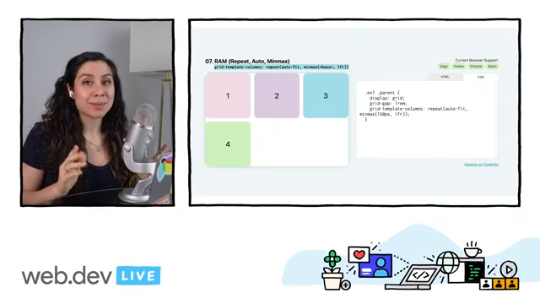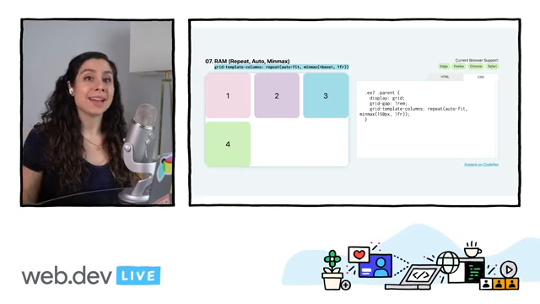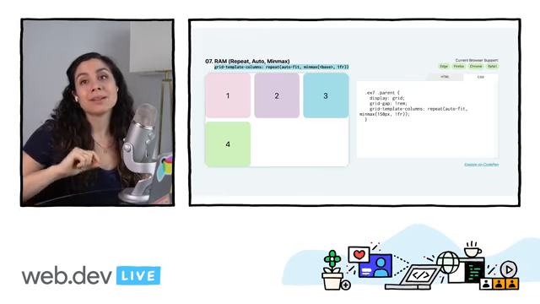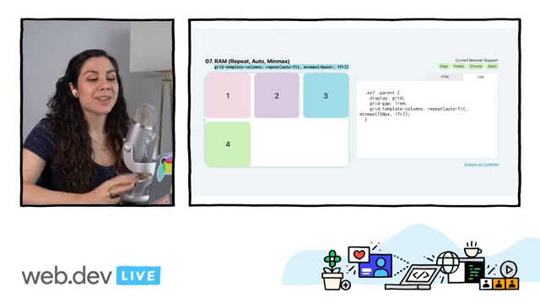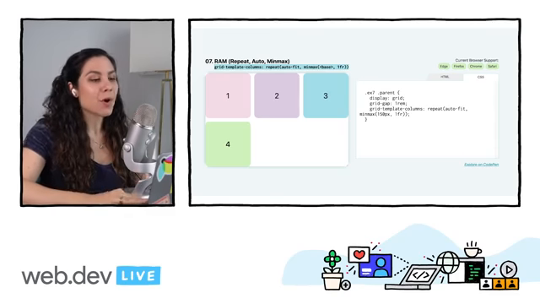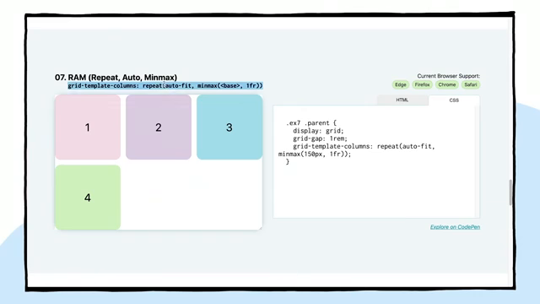We're going to expand on the repeat function for number 7. And this technique is super cool, super useful. If you take away anything from this video, I think this would be a great one to keep in your repertoire. I like to call this the RAM technique, which stands for repeat, auto, and minmax. And the line of code here looks like this. You have the grid template columns, repeat, auto-fit or auto-fill, minmax, the base value, and then 1FR for a fractional unit. And here we have that base value as 150. I'll show you exactly what's going on.